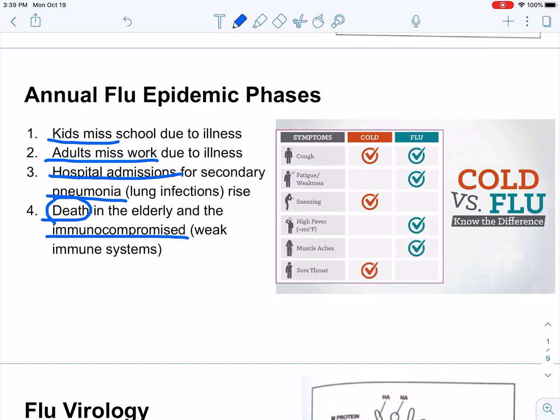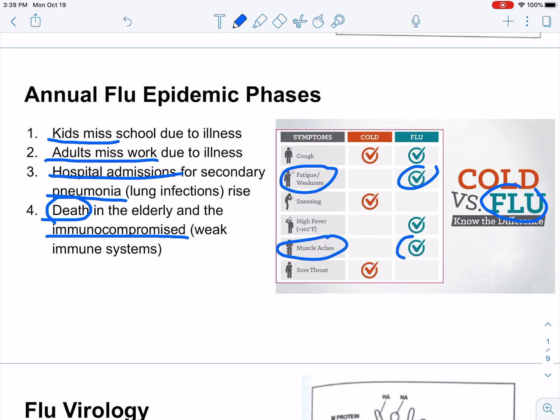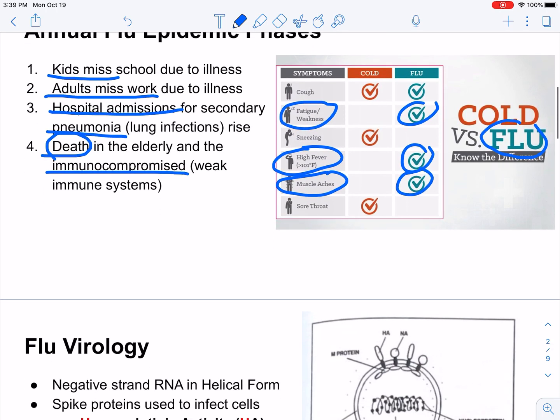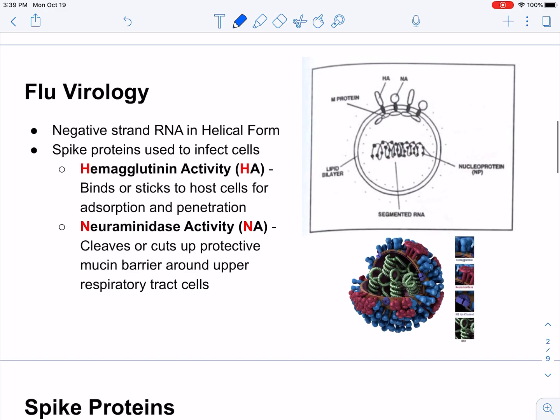It's important to distinguish between the two as well. The real big giveaways for the flu are fatigue and weakness, and the muscle aches and high fever as well. Fever is usually the one thing that, once you develop that, it's like, oh boy, I got the flu. So what is a flu virus?